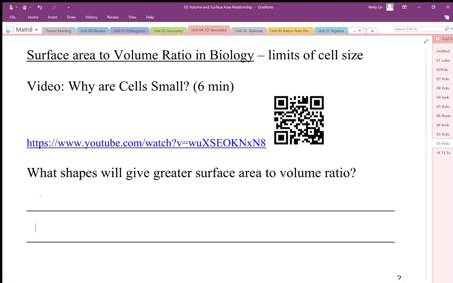So after watching the video Surface Area to Volume Ratio in Biology, we should be able to understand some factors that affect surface area to volume ratio. The types of things that affect surface area to volume ratio are going to be the shape, and also the size. So what shapes will give greater surface area to volume ratio? Well, things that are tall and thin.